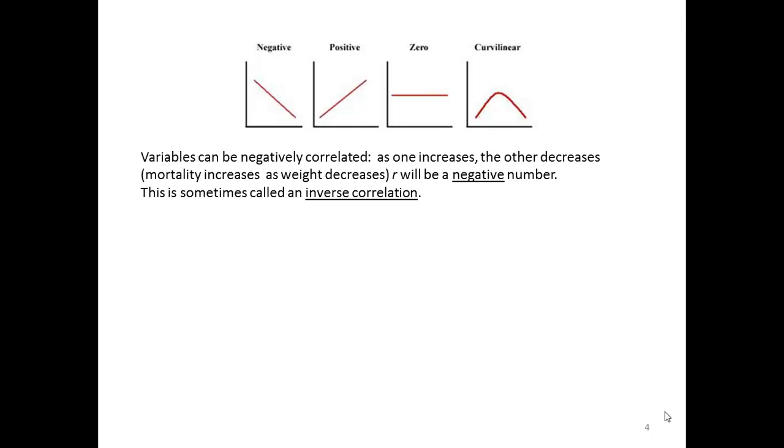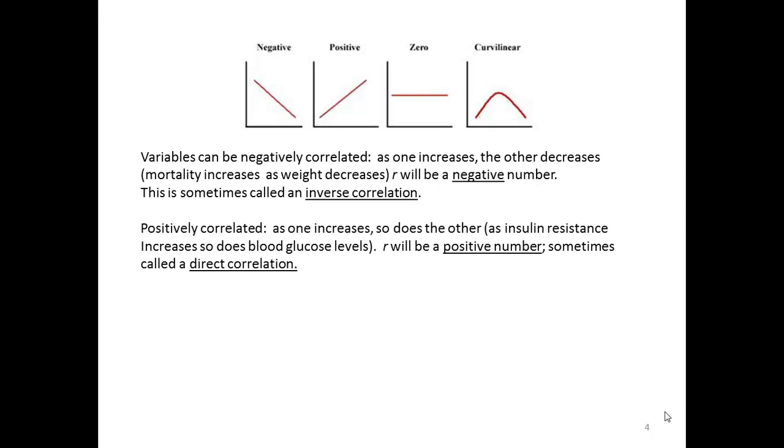A negative correlation will have a negative value for R. This is sometimes called an inverse correlation. When values are positively correlated, the R will be a positive number, and this is sometimes called a direct correlation. When the R is equal to 0, we know that the two variables are not correlated at all.